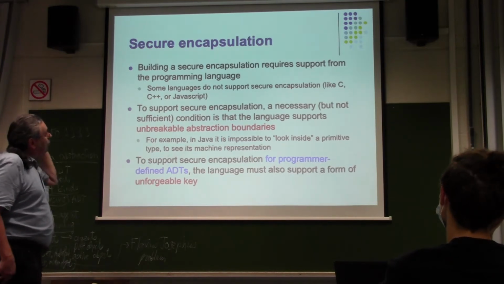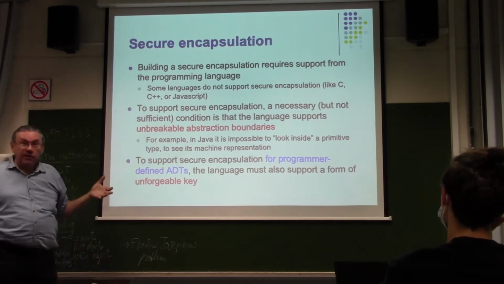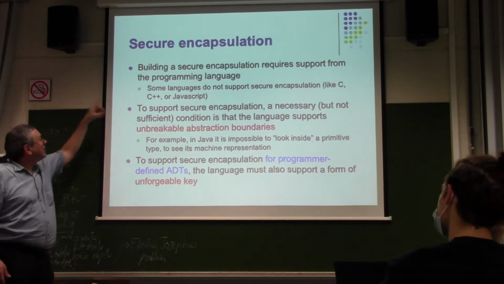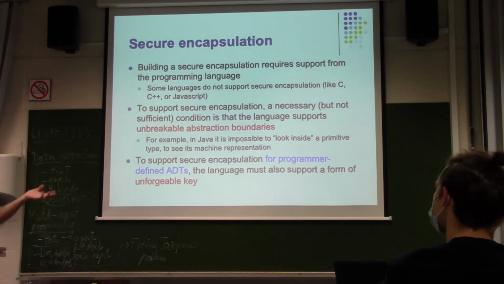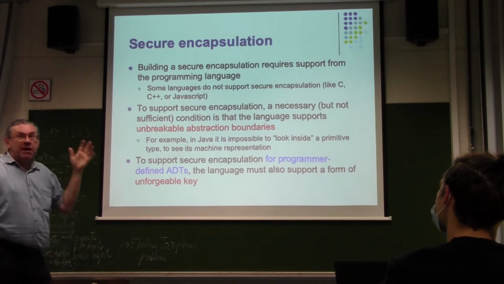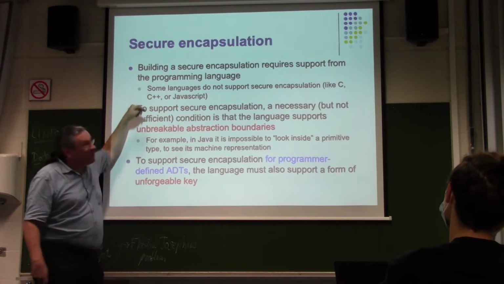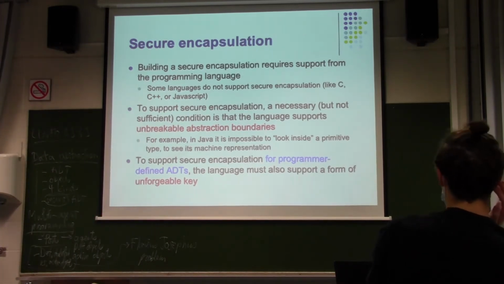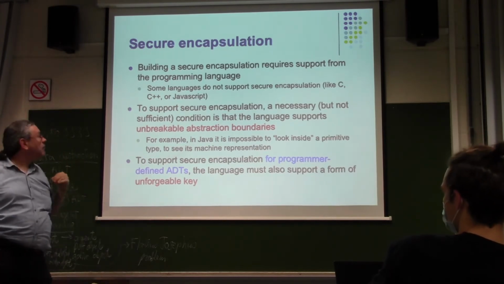Okay, so what we're going to do here then is called secure encapsulation. So the programming language has to support it. Some languages do not support it, like C or C++ or JavaScript, which are basically messy things, okay? I don't really recommend using them for big applications. There's better languages today, like Rust, for example. Java is also better because it has real encapsulation.